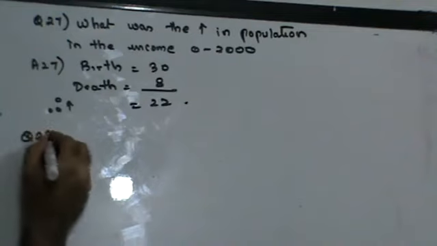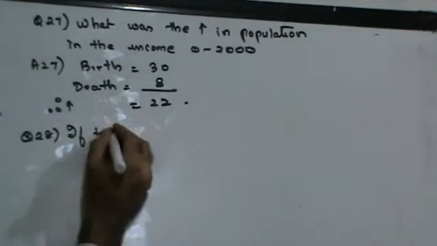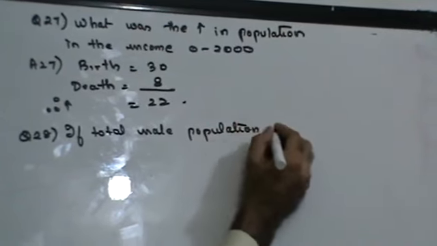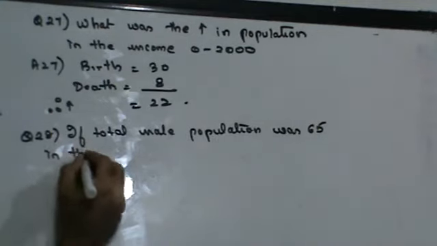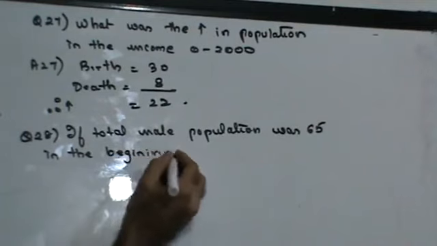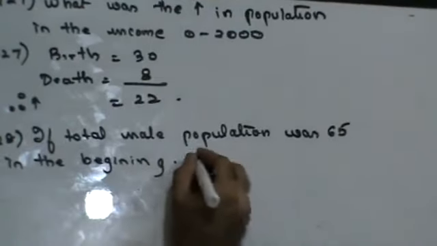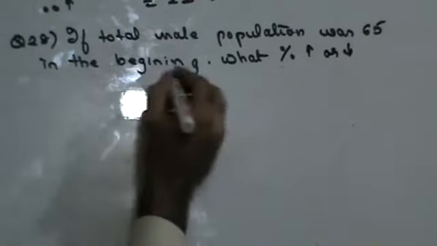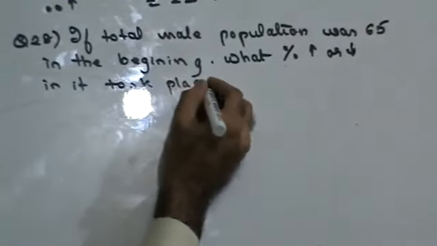Next, let's see question number 28. If total male population was 65 in the beginning, what percentage increase or decrease in it took place during the year?